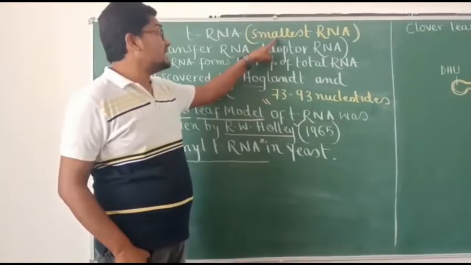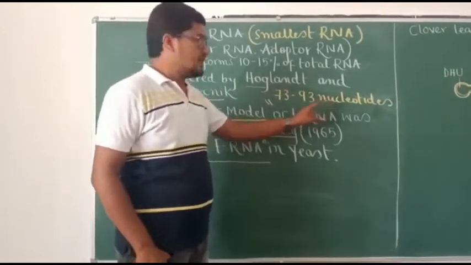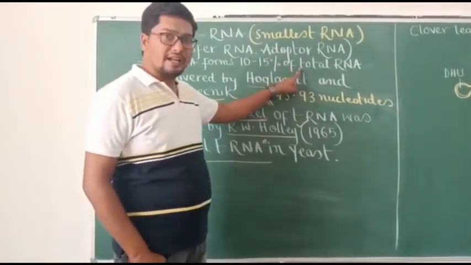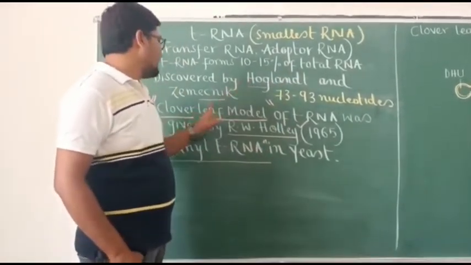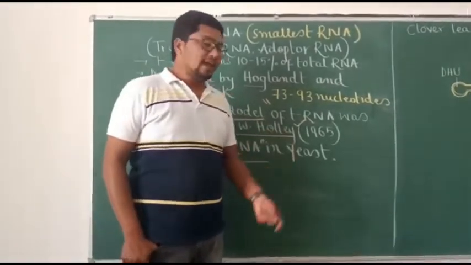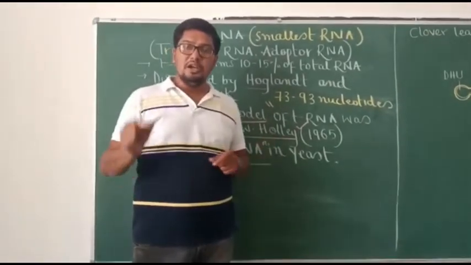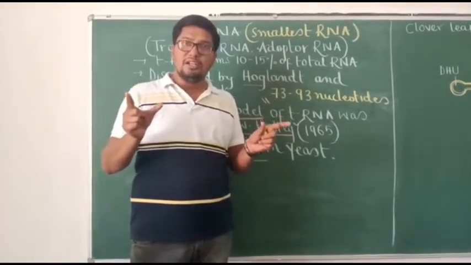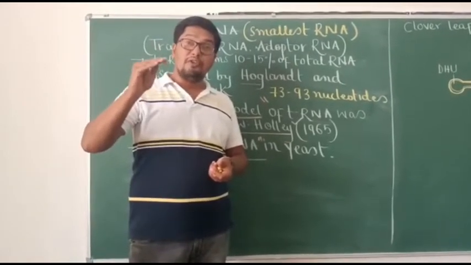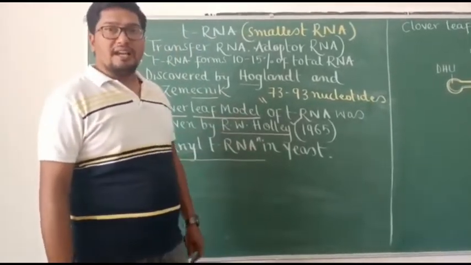In terms of size, it is smallest because it is made up of 73 to 93 nucleotides. Coming into its abundance, tRNA forms 10 to 15% of the total RNA. Who discovered tRNA? Hoagland and Zamecnik. And the present model or structure of tRNA which we know, it was given by R.W. Holley, and this model of tRNA is called clover leaf model. Why do we call it as clover leaf model? Because tRNA structure appears like leaf of trifolium plant. That's why this model is called clover leaf model of tRNA.